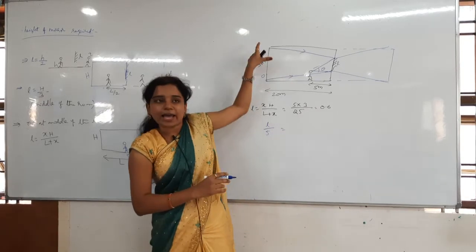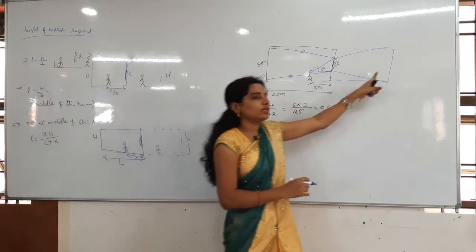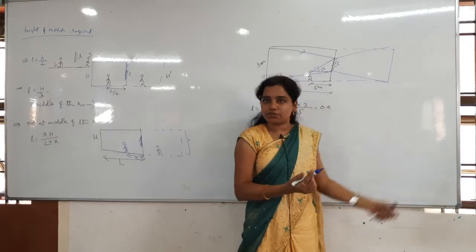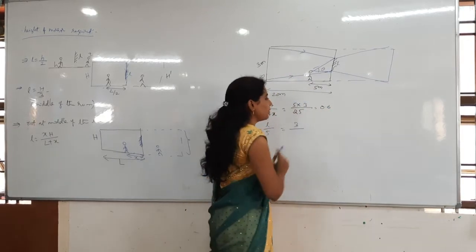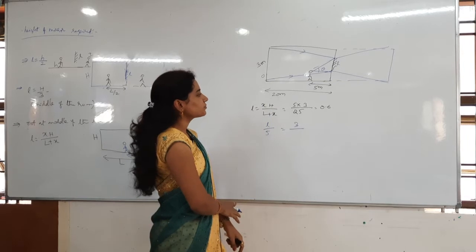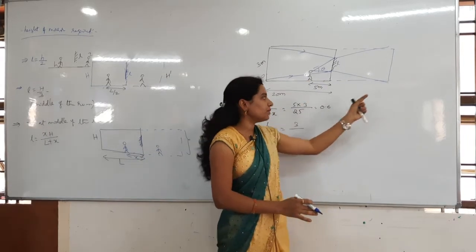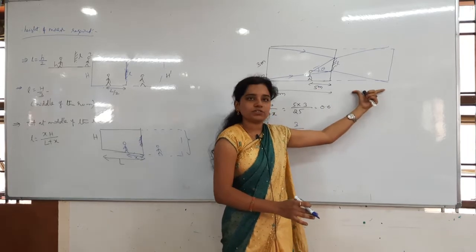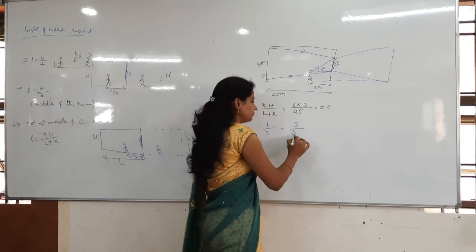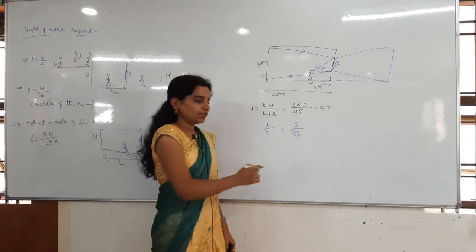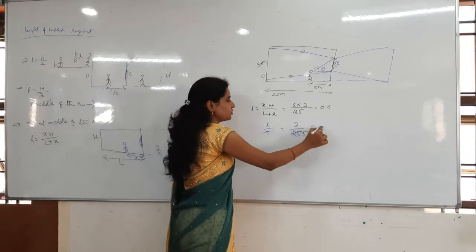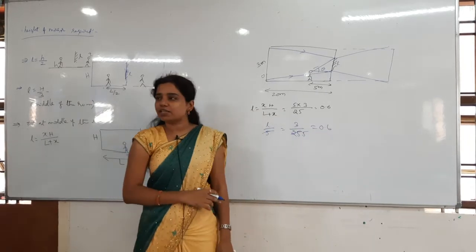the height of the wall. The height of the wall here is 3. So 3 divided by the distance between the observer and the image, which is 5 plus 20, that is 25. Again the same answer, 0.6. Yes sir. That is by the ray diagram.